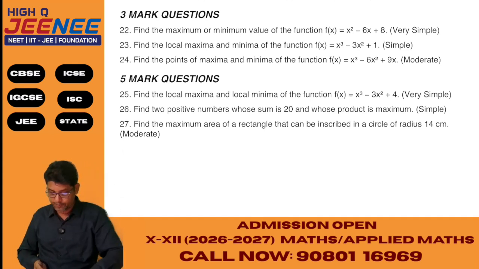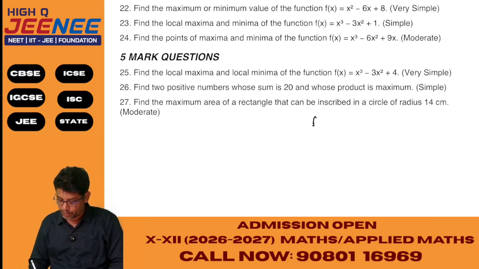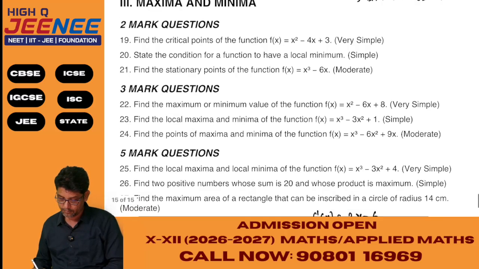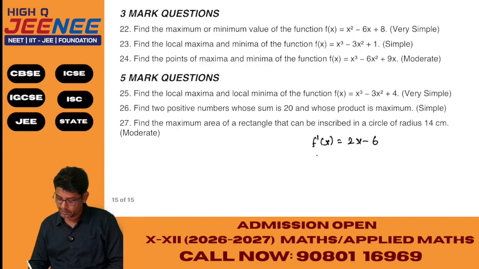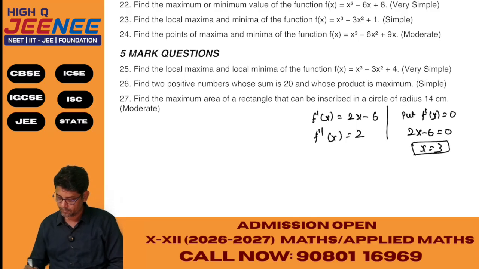Let us do it now. What is f of x? X square minus 6x plus 8. So what is f dash of x? 2x minus 6. What is f double dash of x? 2. X is equal to 3.